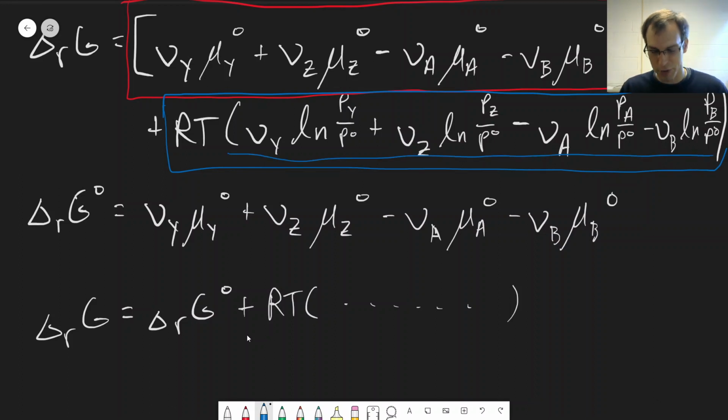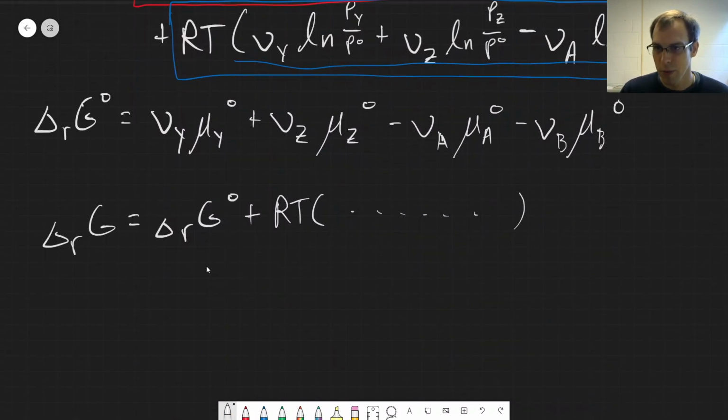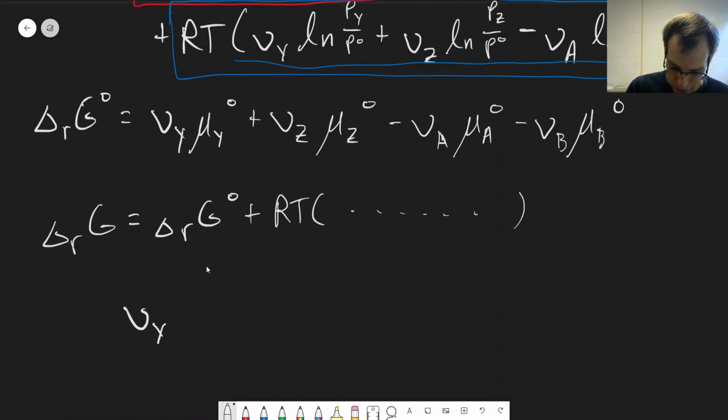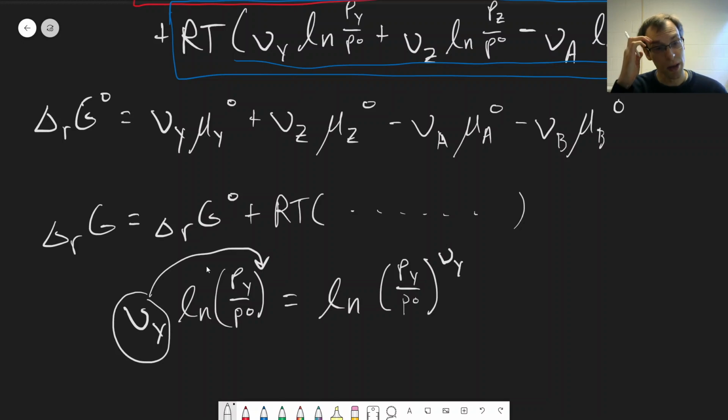So we have a bunch of natural log terms that are being added together and subtracted from each other. Now we can use some properties of natural logarithms to simplify this into something that we can follow a little easier. First of all, we have terms like this, nu y natural log of py over p naught. We can use the properties of natural logarithms to say this is the same as raising what's inside the natural log to that power. So we can say natural log of py over p naught raised to the nu y, the stoichiometric coefficient. We can make that change for all of the terms that we have.